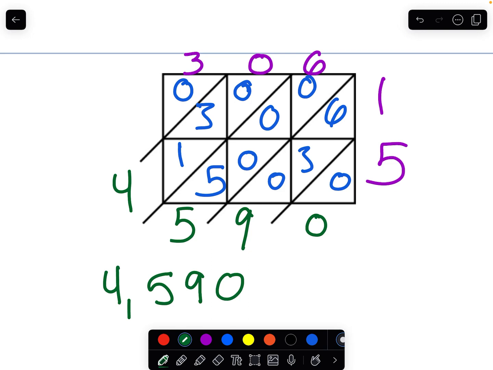Now, you might love this method or hate it or not really feel anything about it, but it's one more strategy to solve multiplication problems. All right, then, until next time.